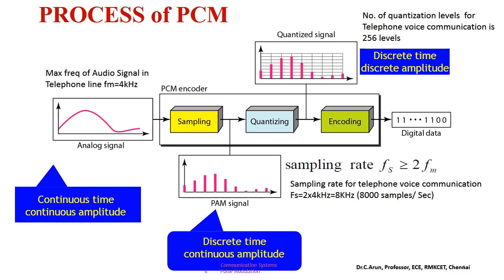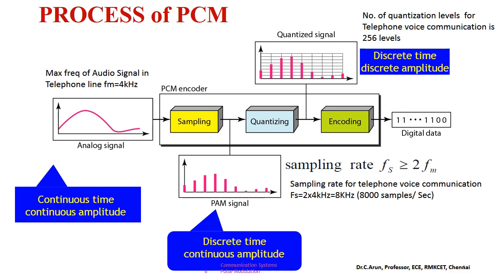These 9 samples are applied towards your quantizer. What is the objective of the quantizer? In sampling, the signal is discrete in time but continuous in amplitude. What is the meaning of continuous in amplitude?